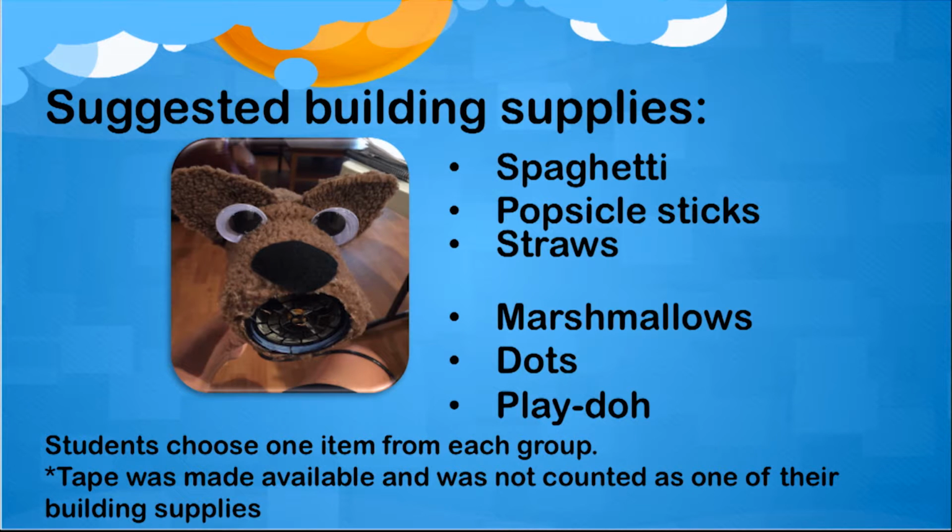These are the suggested building materials that we use. Of course, you have the Big Bad Wolf made out of an old hairdryer and some fabric. They were able to choose from spaghetti, popsicle sticks, and straws, and marshmallows, dots, and Play-Dohs to attach the pieces together. They got to choose one item from each group, and then I gave them tape, and it didn't count as one of their building supplies.